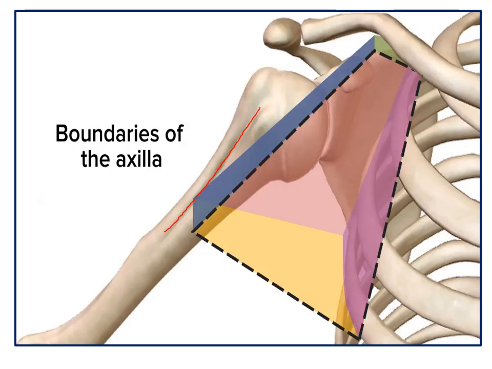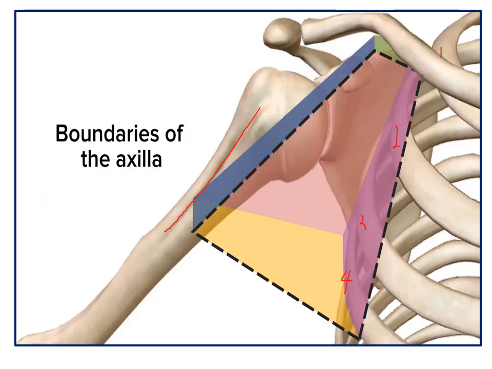Whereas the medial wall is formed by the first to fourth ribs. So if you count the ribs, this is rib 1, 2, rib 3, and rib 4. And the muscle that attaches to these first to fourth ribs, the serratus anterior muscle, and the intercostal muscles also help in forming the medial wall.